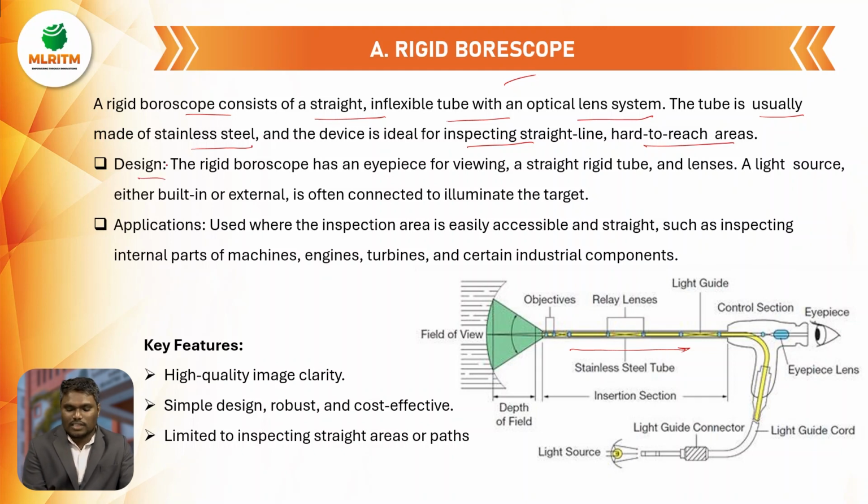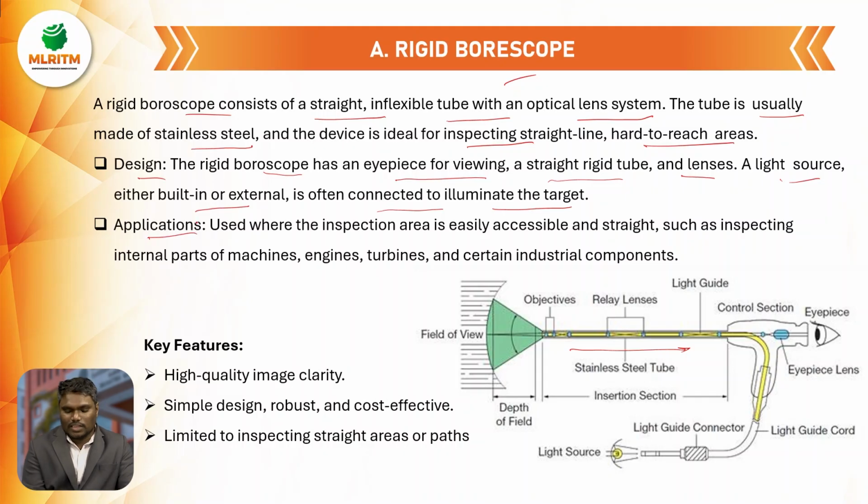Right, in the design, the rigid boroscope has an eyepiece for viewing, a straight rigid tube and lenses, and a light source, either built in or external, which is often connected to illuminate the target. Wherever the material is, it illuminates the target so that flaws can be detected easily.